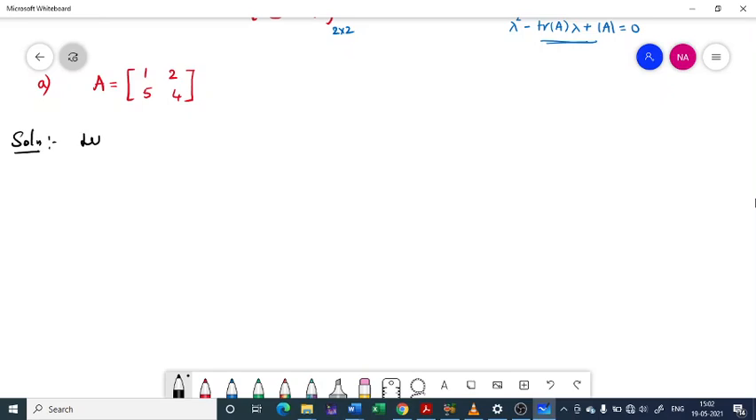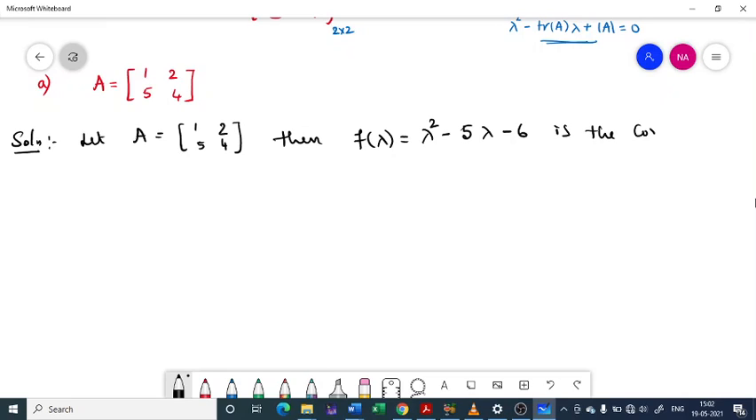Solution. For this I will write the given matrix A as 1 2 5 4. Then f of lambda, you can write it directly, right? f of lambda equals lambda squared minus trace of A lambda plus determinant of A. Trace of A is 5, determinant of A is 4 minus 10, that is minus 6. This is the corresponding characteristic polynomial.